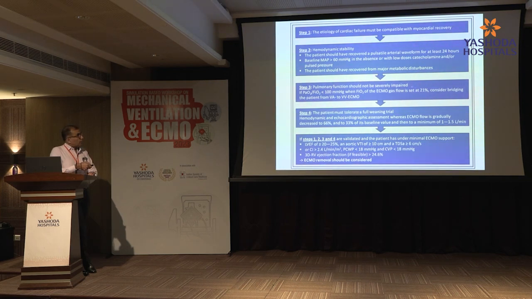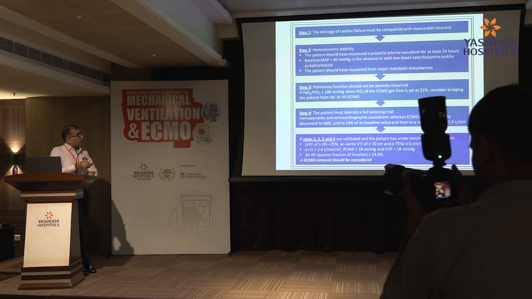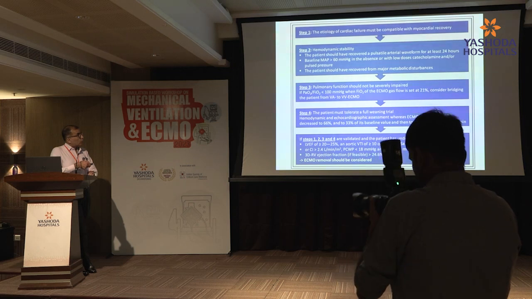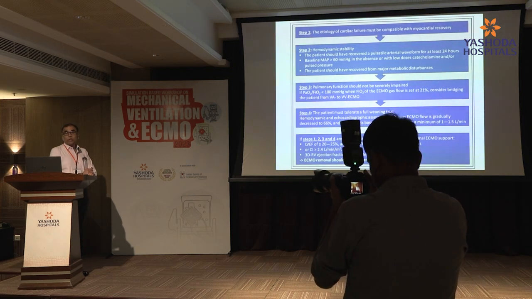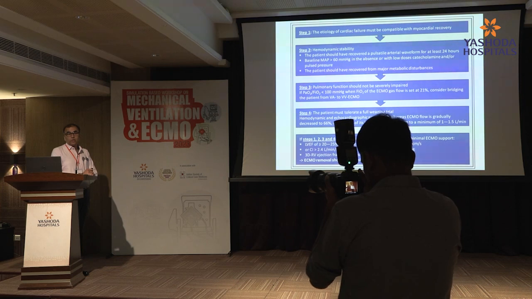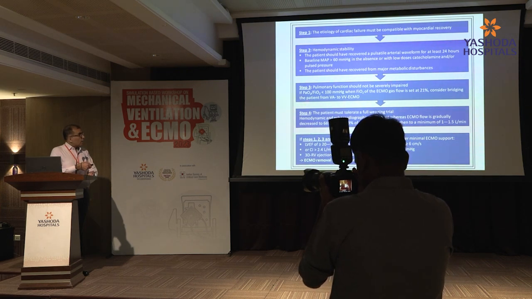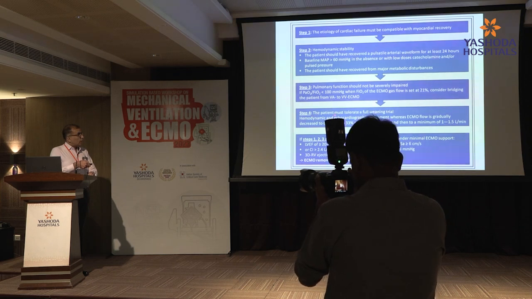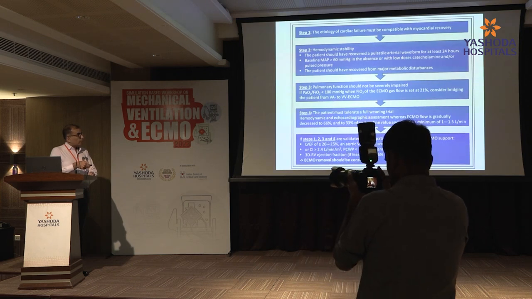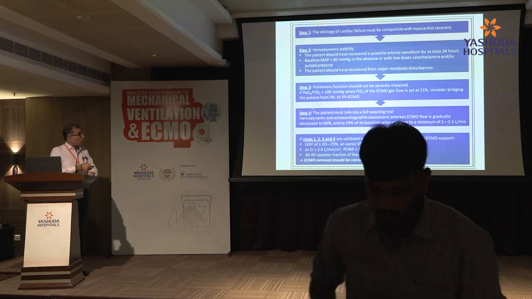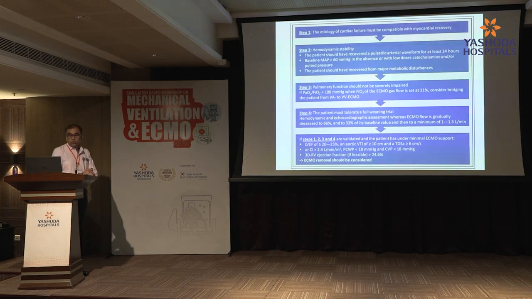Then we look at the pulmonary function. It should not be severely impaired. If the PaO2/FiO2 ratio is less than 100, that means we probably have to switch over from VA to VV ECMO if the PEEP has been increased and patient oxygenation is not improving. Usually not a problem, but sometimes it can happen. Next, the patient must tolerate the full weaning trial. So we keep doing hemodynamic and echocardiographic assessment and the ECMO flow is gradually reduced. There are different methods actually for reducing.